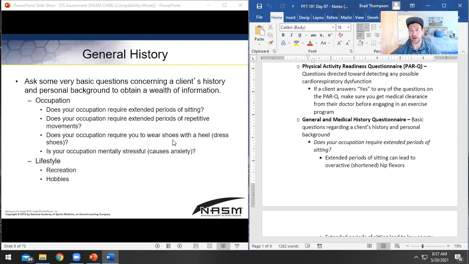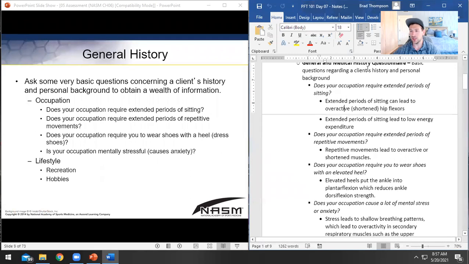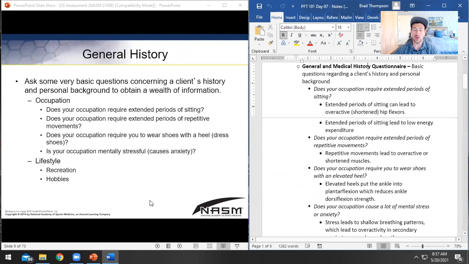So once you get through the PAR-Q, you're going to move into a general/medical history questionnaire. We do want to gather a little bit of information about their medical history, because that's going to help us if they do have any aches or pains or injuries. Our medical history is going to sort of alert us to that. It's also going to be questions about their general history as well.